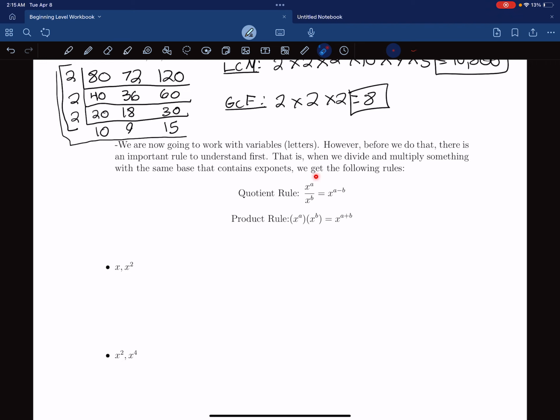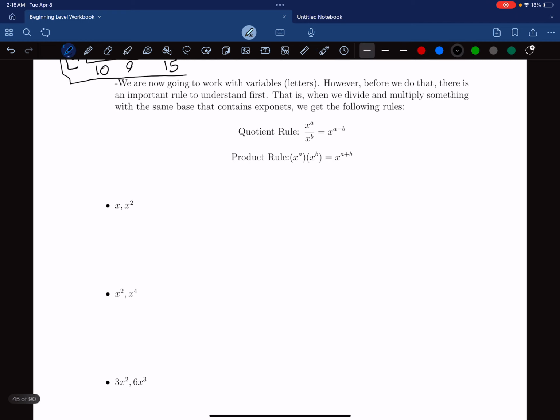So we take the exponent that's in the top, and then we subtract the exponent in the bottom. And then when we have two numbers or two variables that are being multiplied together that have an exponent, we're going to take those two and add the exponents together. So I know that's kind of confusing, but it'll make sense once we work through these.